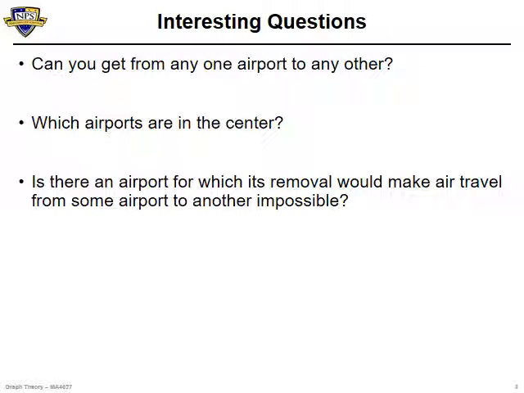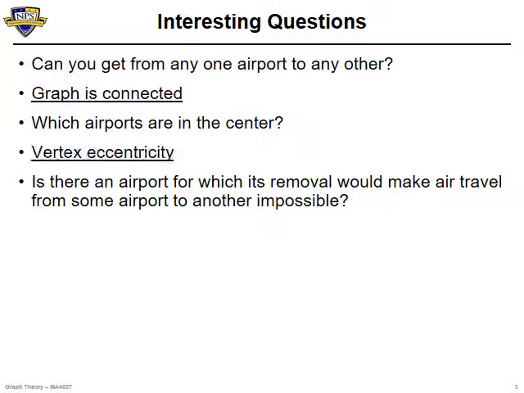Some interesting questions when looking at the network are: can you get from any one airport to any other? Which airports are in the center? And is there an airport for which its removal would make air travel from some airport to another impossible? These questions tie to graph theory in terms of graph connectedness, vertex eccentricity, and cut vertices.